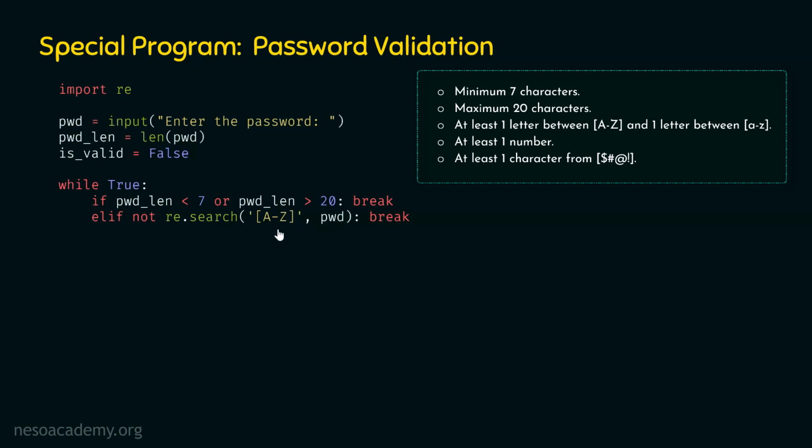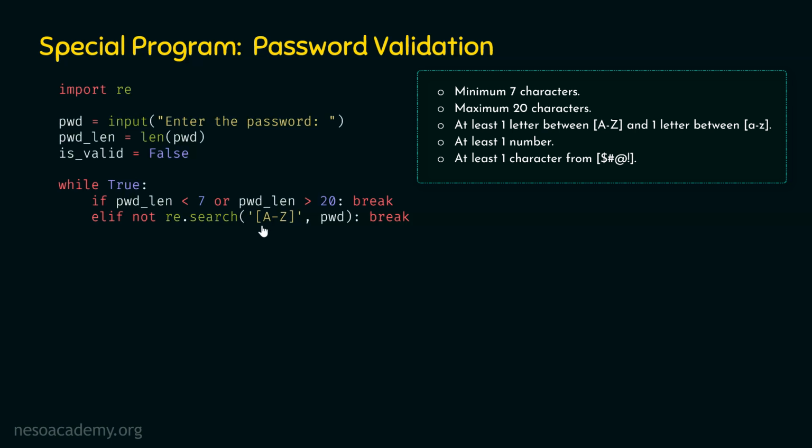If it is the case that at least one character from this range exists within the password which is entered by the user, then the search function in that case will return the match object which we have learned in the last lecture. Otherwise it will return none. And here we are using the not operator. If it is the case that the search function returns none, then this means that the password does not contain at least one character from this range.